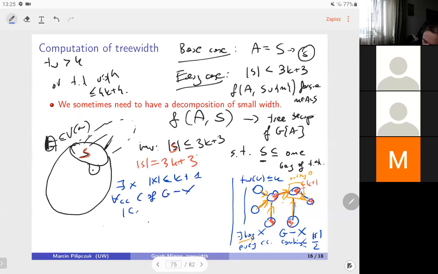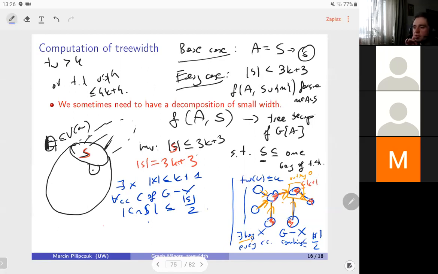the number of red vertices is at most half of S. What I proved here is that for every connected component C of G minus X, the number of red vertices is at most half, because the edge was oriented towards this bag up there. This is the bag of the sink up there. Okay, but what does it mean? What does this component up there?